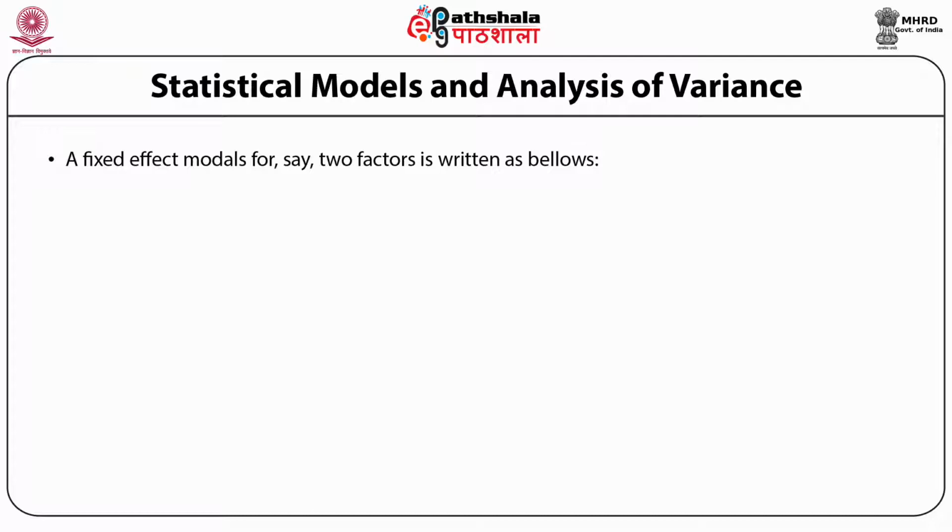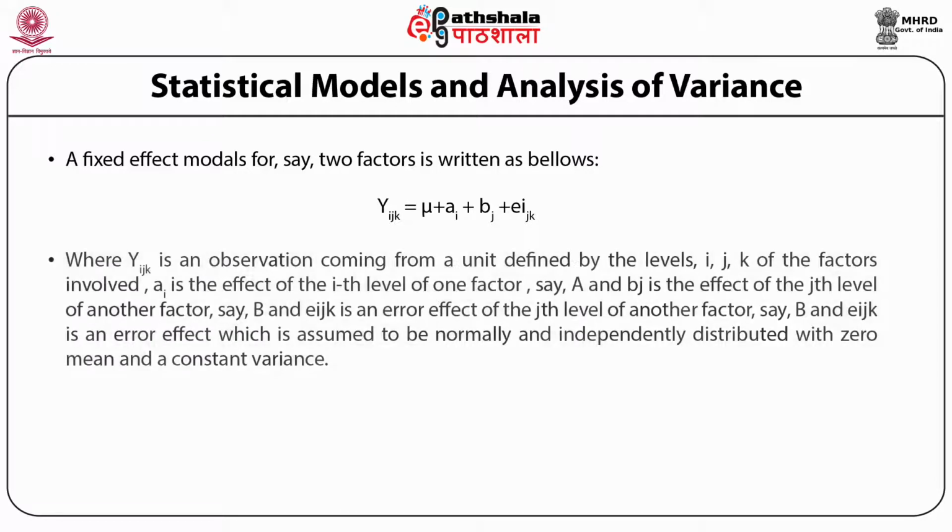A fixed effect model for, say, two factors can be written as you can see in this formula: yijk = mu + ai + bj + eijk, where yijk is an observation coming from a unit defined by the levels ijk of the factors involved.